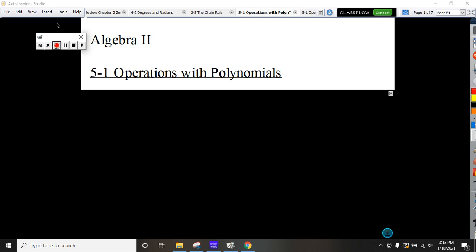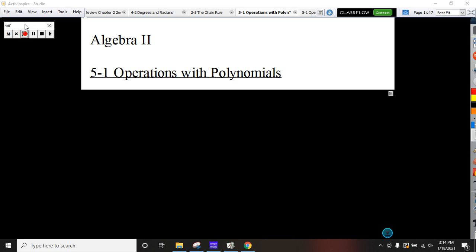Okay, so today we're going to talk a little bit more about operations. We just got done talking about operations with complex numbers, all those that had real numbers and imaginary numbers with them. So now we're going to take that and apply it to a new situation, because usually when we talk about all different types of functions or equations, we usually talk about their operations.